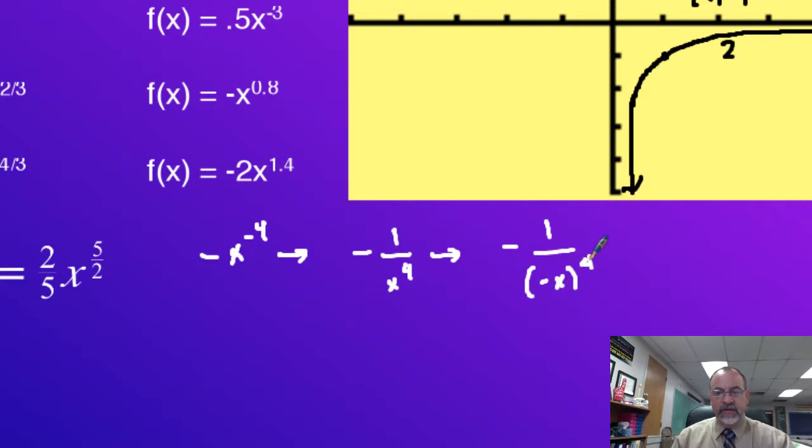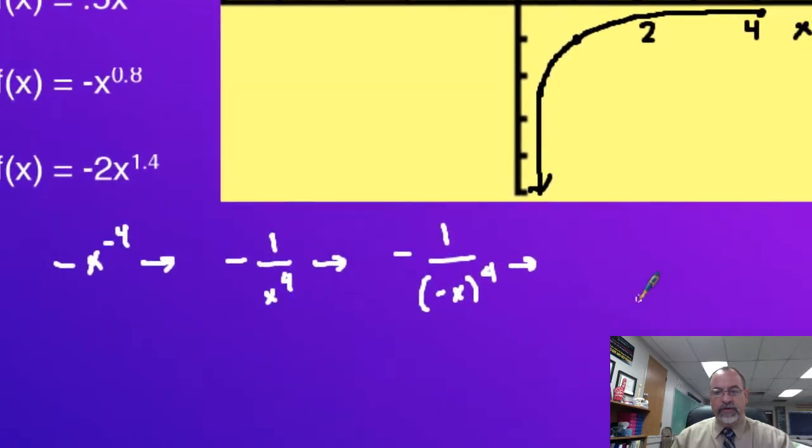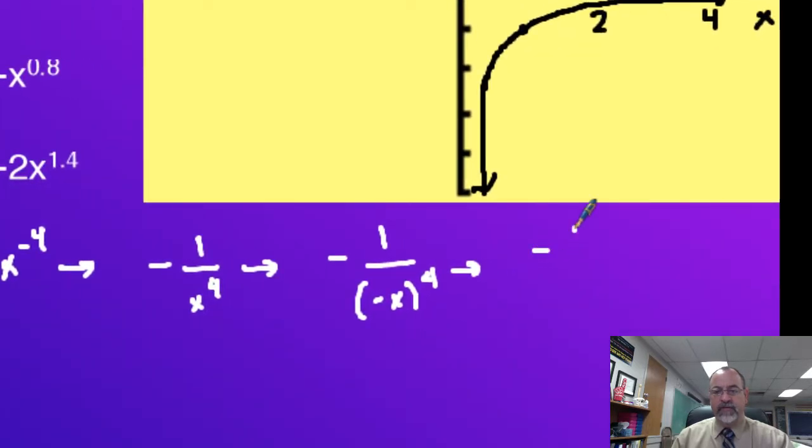So negative x to the 4th. Then we're going to simplify this. So that's going to be -1, and then a negative to the 4th power is going to be positive. And so this is going to be x to the 4th. And now if I move that back up in the numerator, I've got negative x again to the -4th.